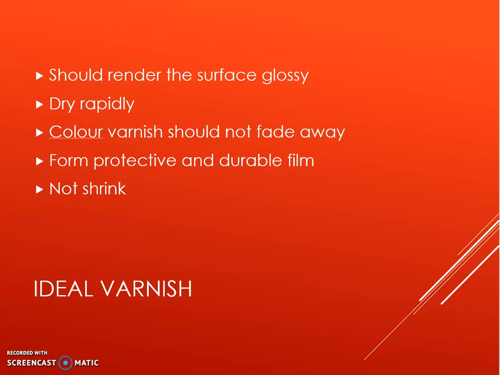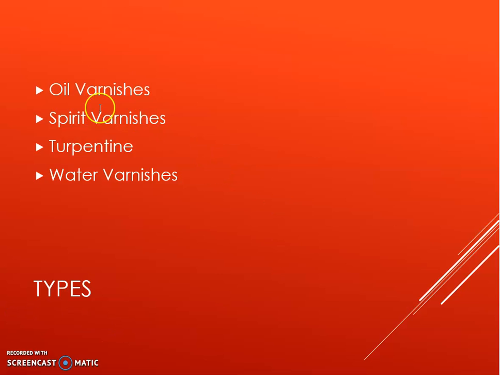Okay, and last is it should not shrink. If it shrinks, what happens? You will see cracks onto the surface. So these are the primary characteristics of ideal varnishes. Then we have types of varnishes. Now, if you look at these names, oil varnishes, spirit varnishes, turpentine varnishes, water varnishes.